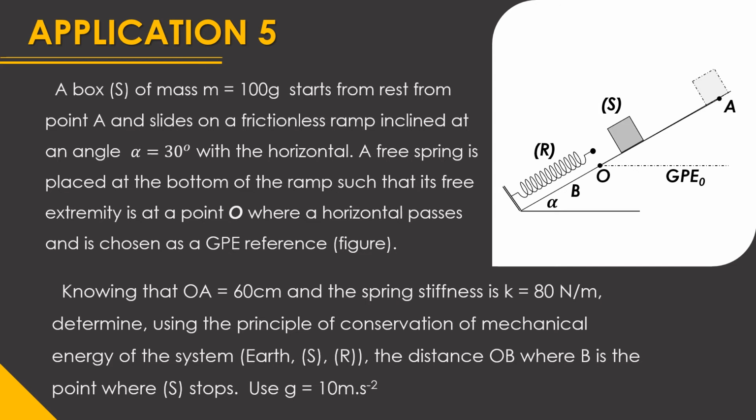So a box of mass m, 100 grams, starts from rest from point A. It slides on a frictionless ramp, where there is no friction, inclined at an angle of 30 degrees with the horizontal. A free spring is placed at the bottom of the ramp, such that its free extremity is at point O, as you can see in the figure. Now, we consider the horizontal line passing through O to be the reference of gravitational potential energy, which we denote by GPE0. GPE0 means the reference.